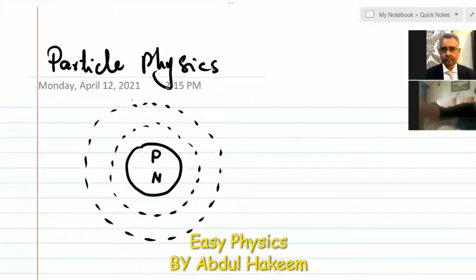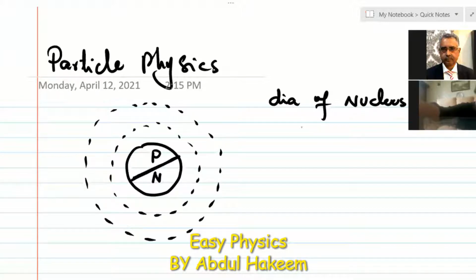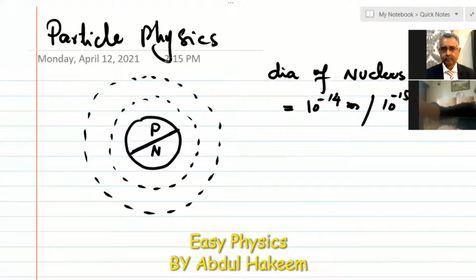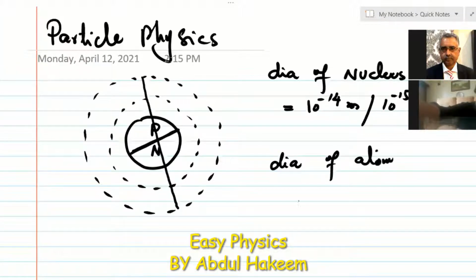Now the size of the nucleus, this diameter. So diameter of the nucleus is equal to either 10 power minus 14 meter or 10 power minus 15 meter. This is the size of the nucleus or diameter of the nucleus. And then the size of the whole atom, mean this diameter of the whole atom is approximately 10 power minus 9 meter or 10 power minus 10 meter.